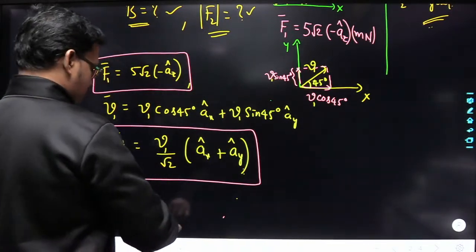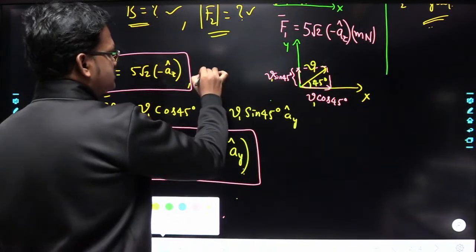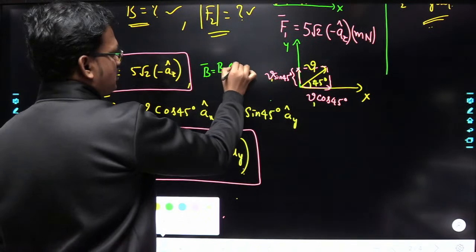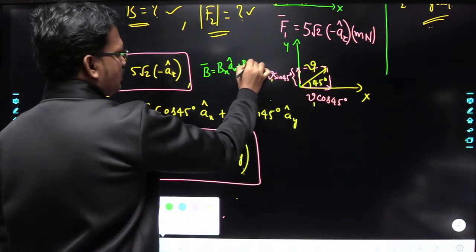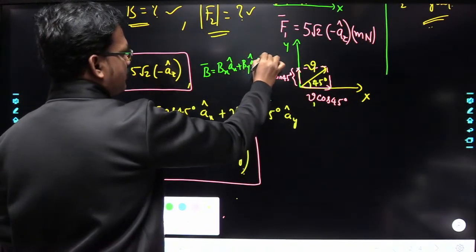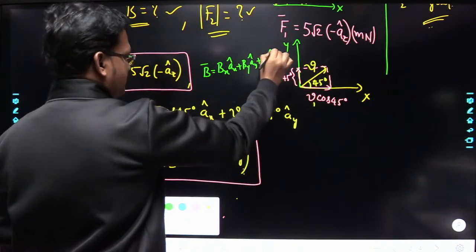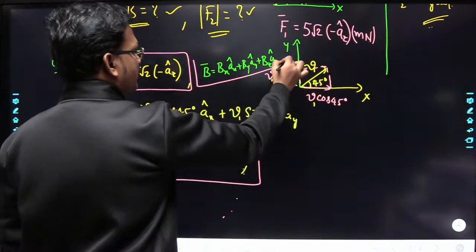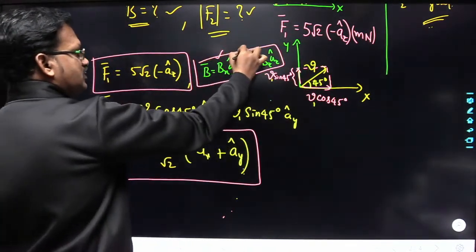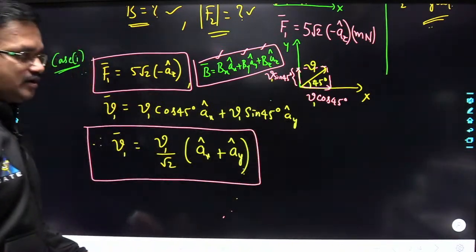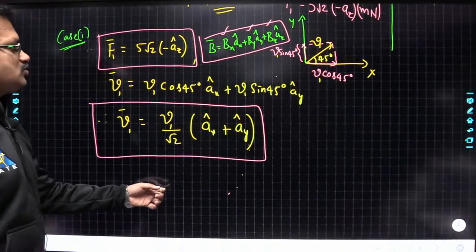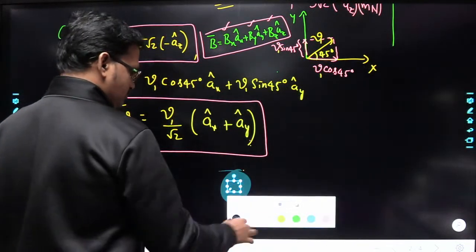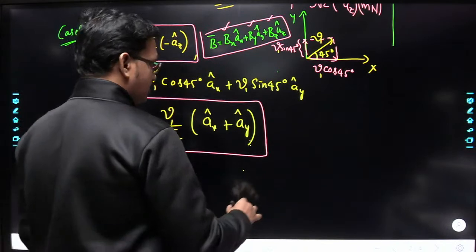And B field. We don't know anything about the B field, so we are assuming it has an x component, plus a y component, plus a z component. Now just apply the Lorentz force equation. So what are you going to get here?